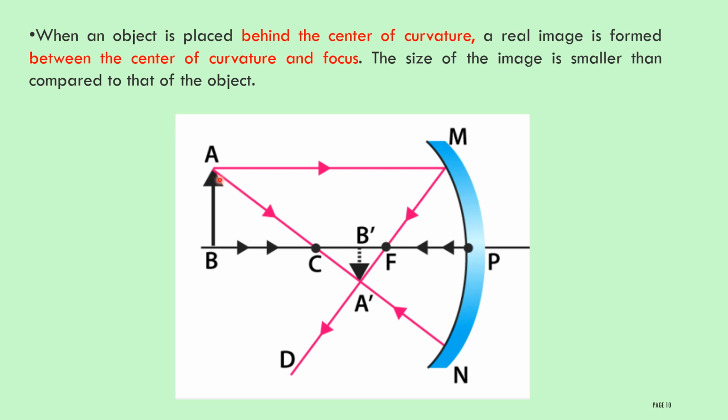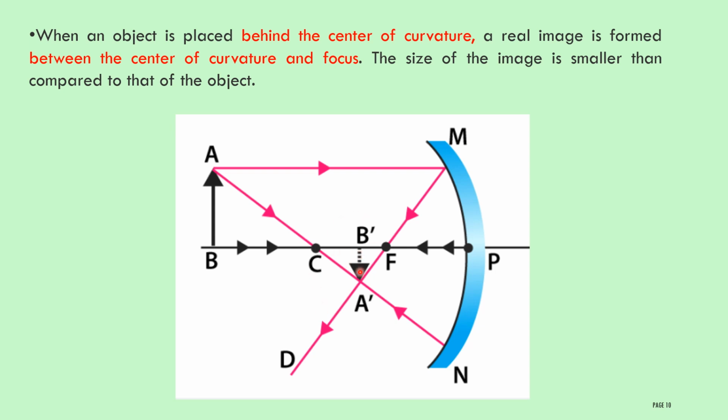Once again, listen here. If any ray passes through the center of curvature, after hitting the reflecting surface, it will get reflected back in the same path. Therefore, this is the parallel ray. After hitting this, it passes through the principal focus. Then another ray passing through the center of curvature again reflects back in the same path. Both rays meet at this point. This is the position of the image. The position of the object we represent by A, B. Then the position of the image will be A dash, B dash.